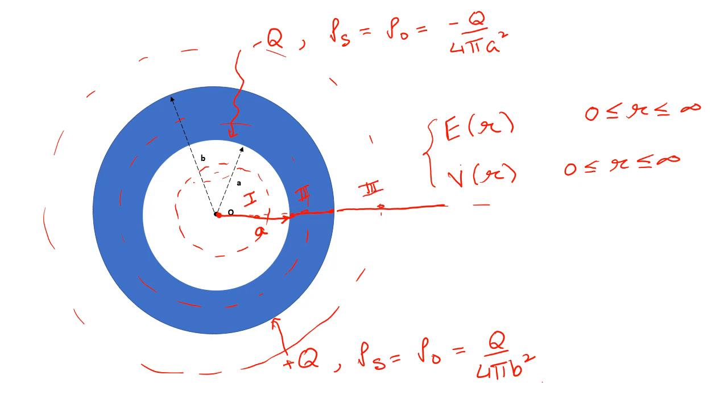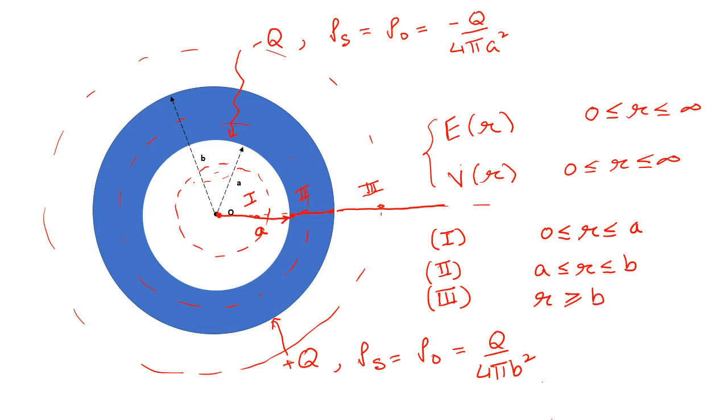from B to infinity. So we have region 1 which is bounded between 0 and A. We have another region where the conductor is present which is bounded between A and B, and the third region which is the outside part, which is r greater than B. So we have to calculate the electric field and the potential in each of these regions as a function of r. The values may be different in each of these regions, so we'll have to evaluate it out.